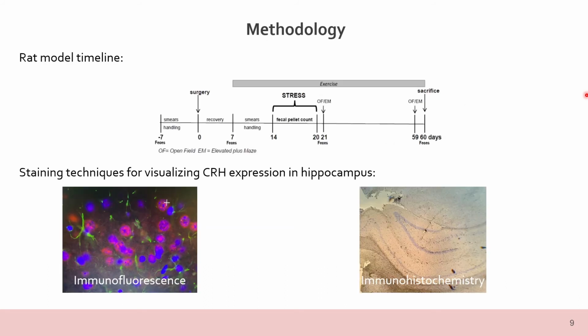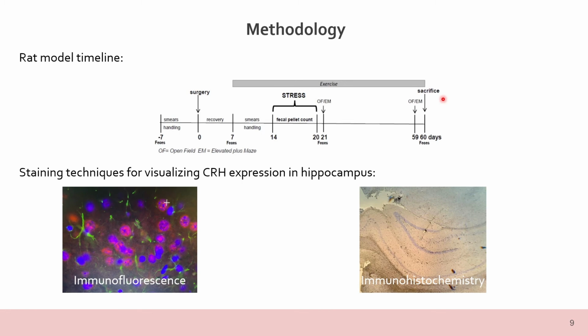To prove our hypothesis, we use the rat model timeline presented in this diagram. The rats were subjected to surgery for the endometriotic implants, and 7 days later they started to exercise. 2 weeks after the surgery, rats were exposed to stress for 6 days. On day 21, open field and elevated maze tests were made to measure the rat's anxiety. These tests were repeated on day 59, and on day 60, the rats were sacrificed.